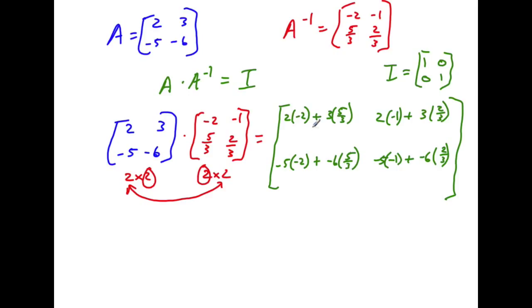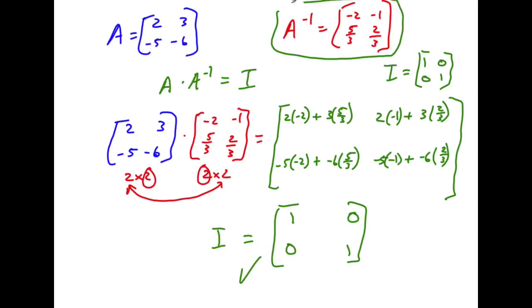Now I just need to check if this gets down to 1. I've got -4 plus 5, which is 1. And I got -2 plus 2, which is a 0. I've got positive 10 minus 30 over 3, which is also 10. And then I've got positive 5 minus 12 over 3, which is 4, and that's a 1. So since I multiplied A times my A inverse, and it came out to the identity matrix, that means this answer is correct.